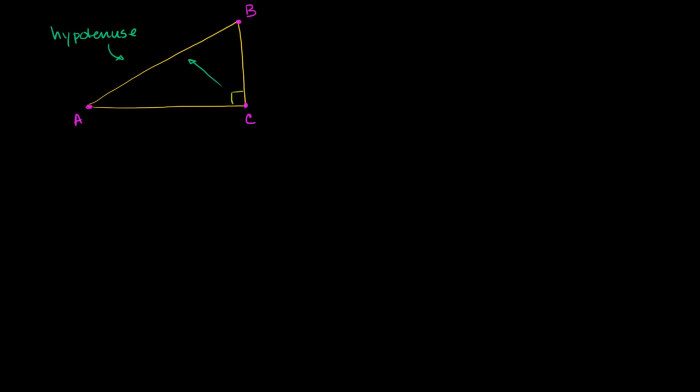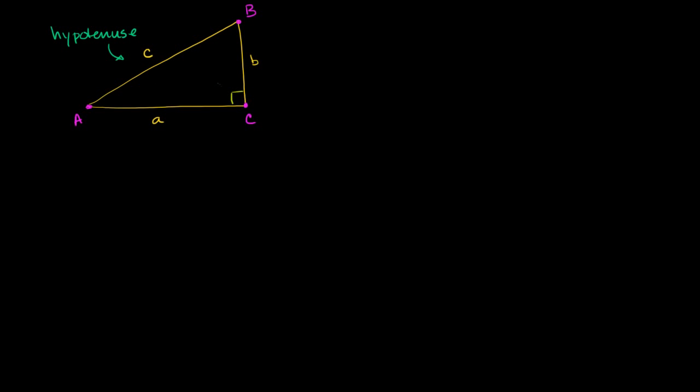Now, what I want to do in this video is prove a very famous relationship between the lengths of the sides of a right triangle. So let's say that the length of AC, so uppercase A, uppercase C, let's call that length lowercase a. Let's call the length of BC lowercase b. I'll use uppercases for points, lowercases for lengths. And let's call the length of the hypotenuse, the length of AB, lowercase c. And let's see if we can come up with a relationship between a, b, and c.